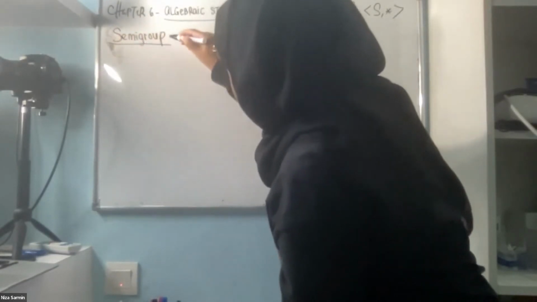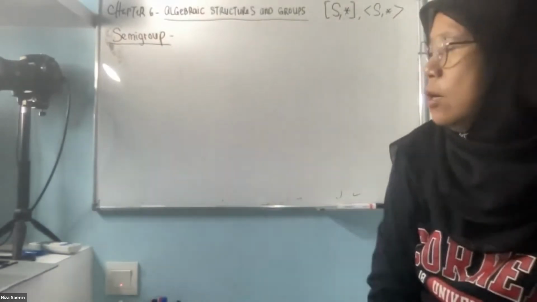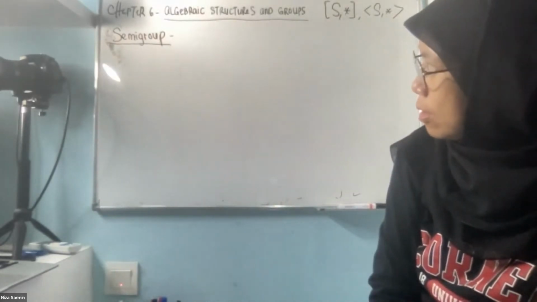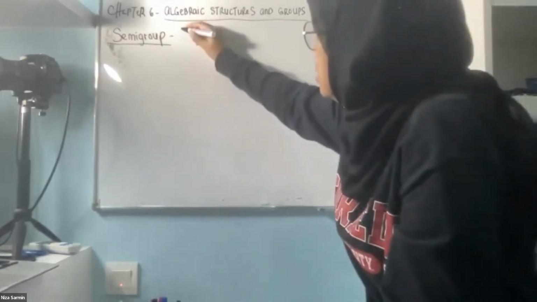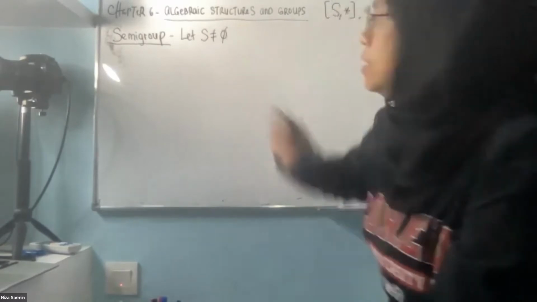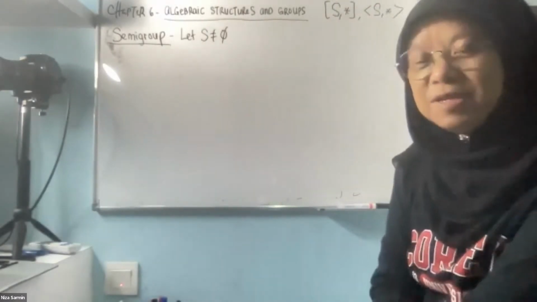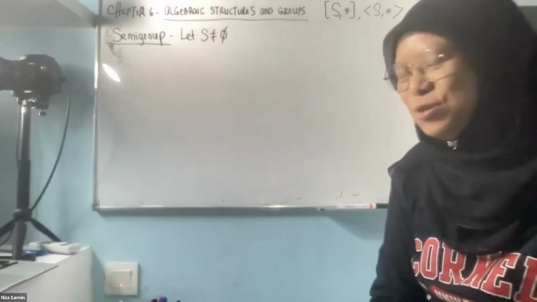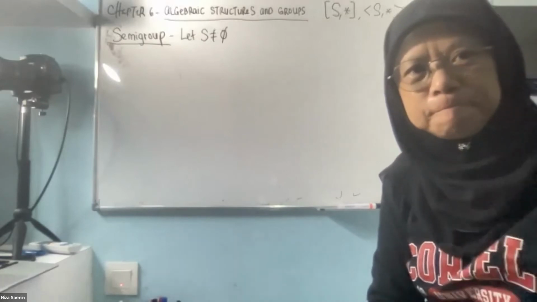Semigroup. Okay. Let S be a non-empty set. If it's empty, what's inside, right? So we don't want it to be empty.